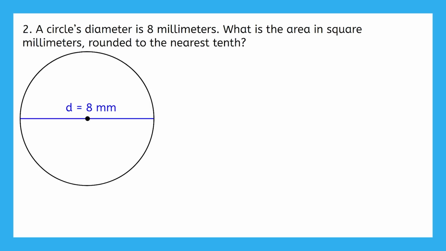A circle's diameter is 8 millimeters. What's the area in square millimeters rounded to the nearest tenth? What's different about this problem? Yeah, we're given the diameter, not the radius. What do you think we should do? Write down your ideas.